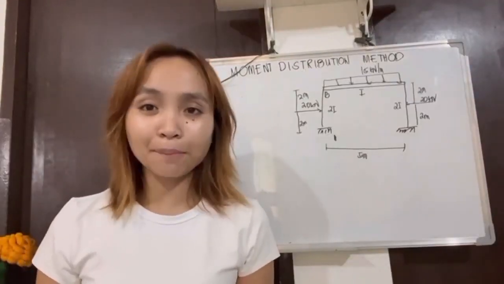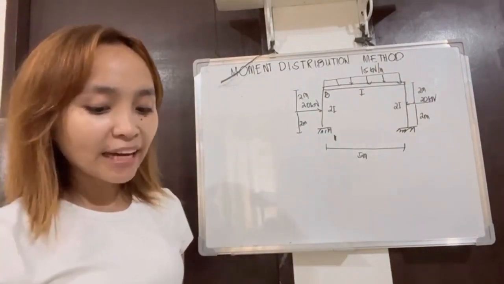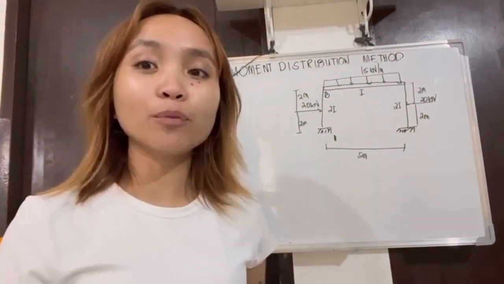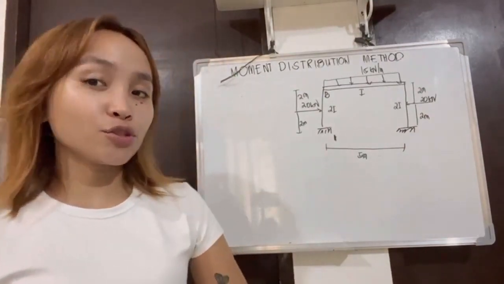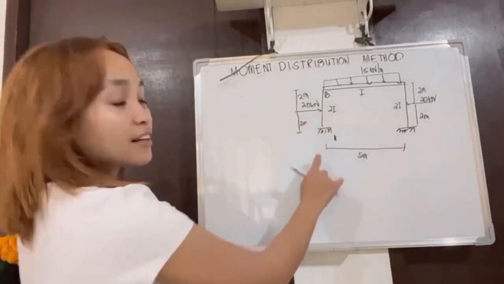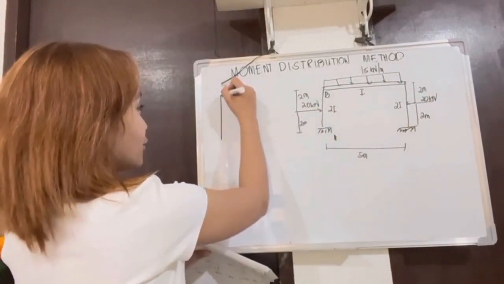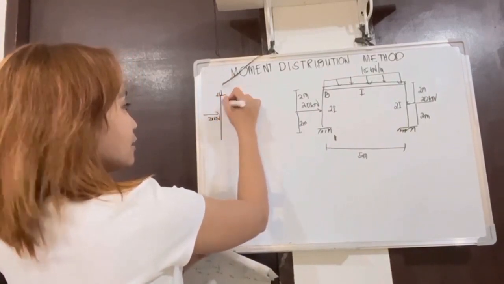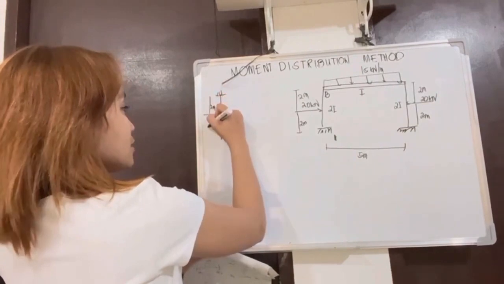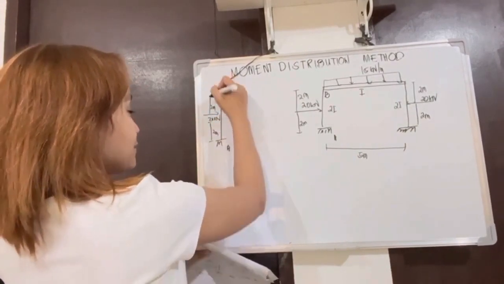For our next example, we have here frames. What we will find here are the reactions and moments for each joint. So, the first thing to do is to lock the joints, each joint. Here we start with AB. So, we will do it with 20 kN and with 2 meters and 2 meters. So, this one, A and B.